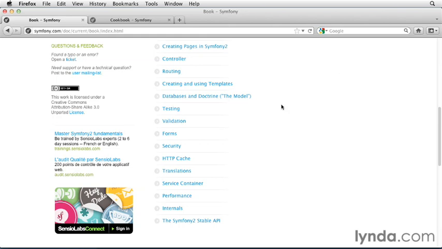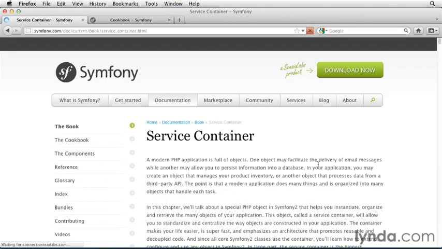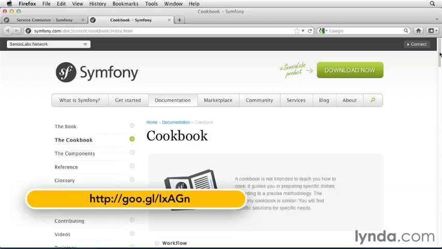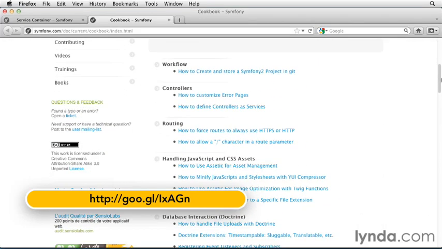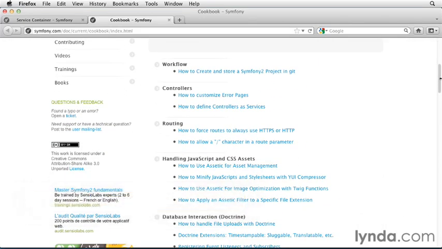Another thing to look into is the service container. The service container is a great way to manage the objects inside your application. It uses a concept called dependency injection, and it's one of the key selling points of Symfony 2. In addition to the book, there's the cookbook, and inside the Symfony cookbook, there are a number of different examples broken down into different categories that can help you learn different aspects of working with the Symfony application.